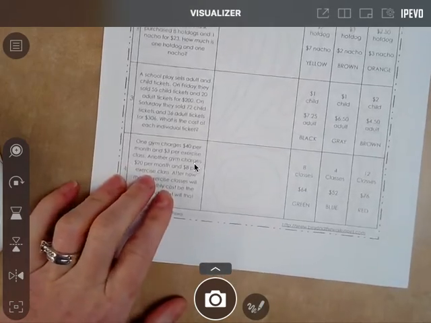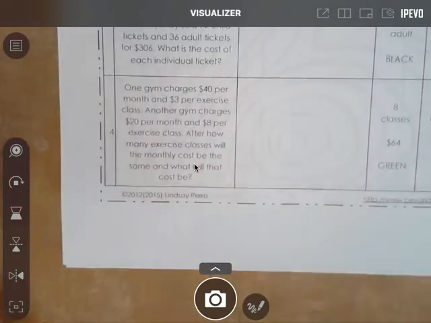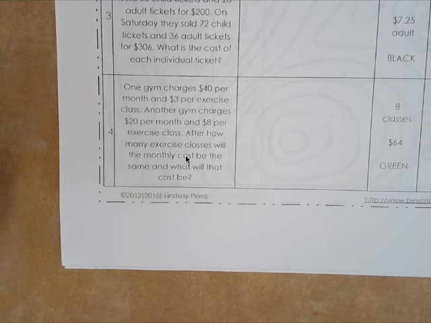Let's look at this problem. It says one gym charges $40 per month and $3 per exercise class. So we kind of have two variables there. We have per month, per exercise class, two rates. Another gym charges $20 per month and $8 per exercise class.